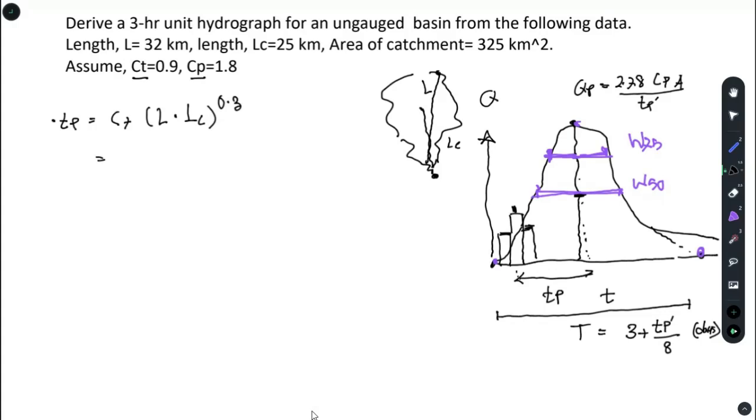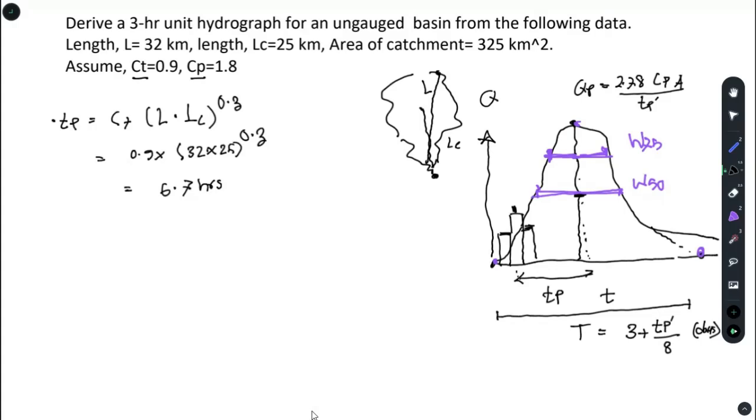So here CT is given as 0.9, L is given as 32, and LC is given as 25, to the power 0.3. So memorize the formula, CT multiplied by L multiplied by LC to the power 0.3. You'll get a value of 6.7 hours. So you'll get the value in hours. So this TP is 6.7 hours.